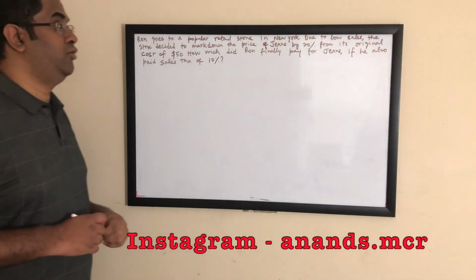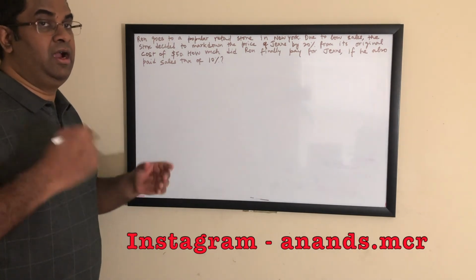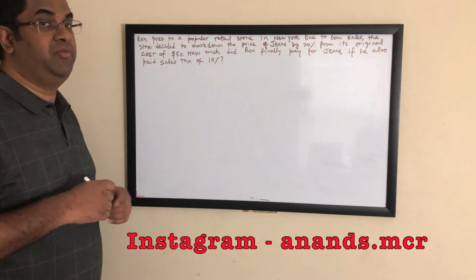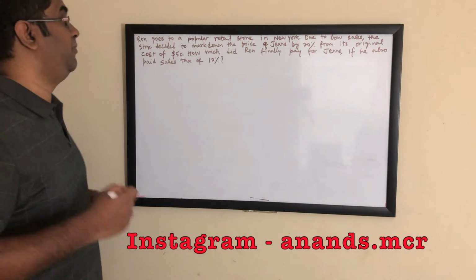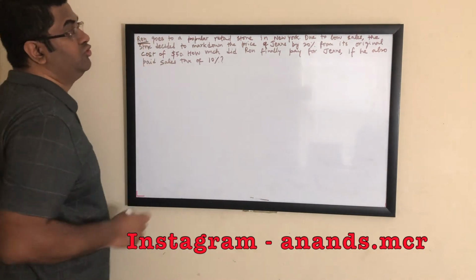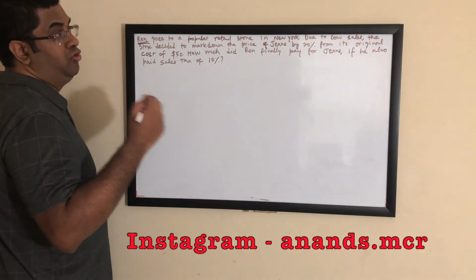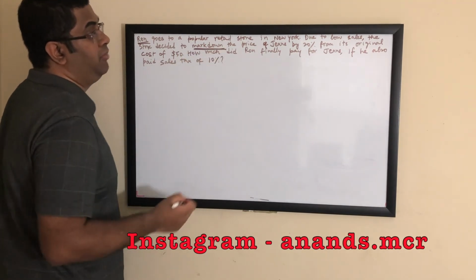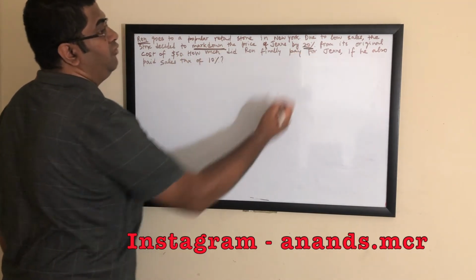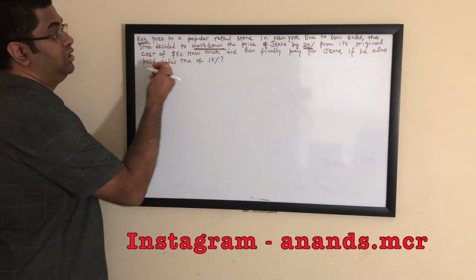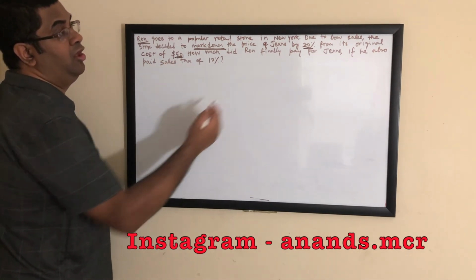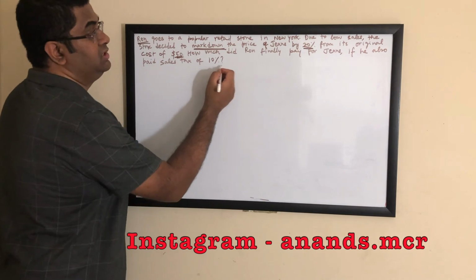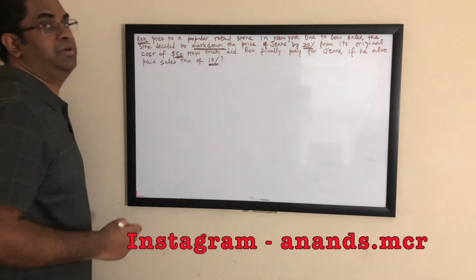And as the rule goes, let's underline the key pieces of information that are available in this problem. So Ron is a person who goes to a retail store. Due to low sales, the store decided to mark down. So markdown is an important word. Mark down the price of jeans by 20% from its original cost of $50. How much did Ron finally pay for the jeans if he also paid a sales tax of 10%?